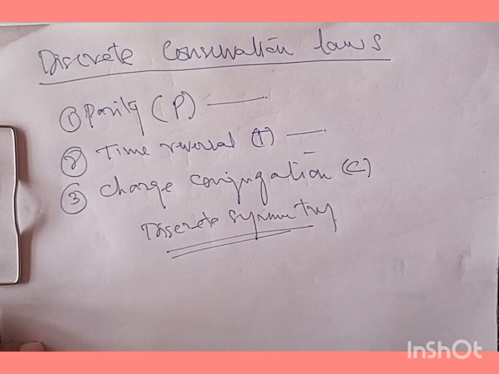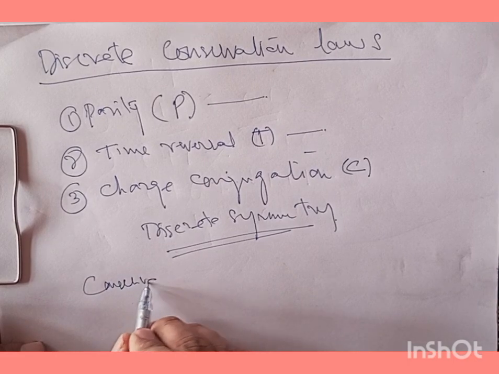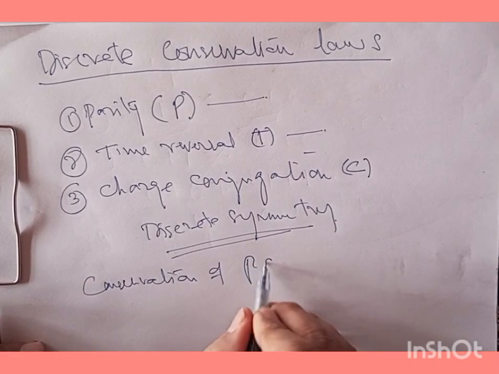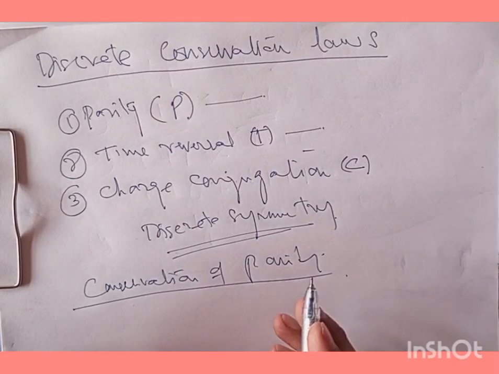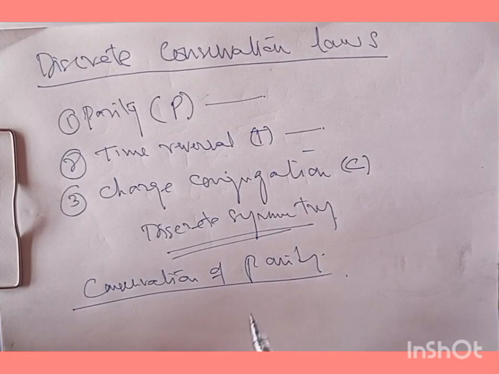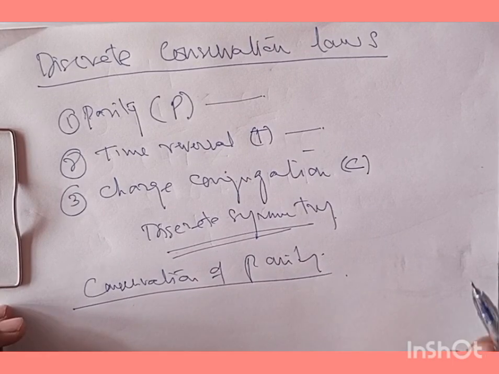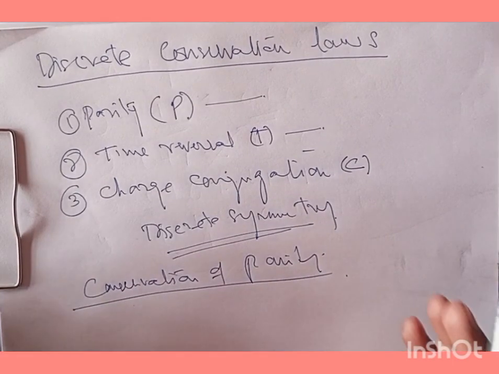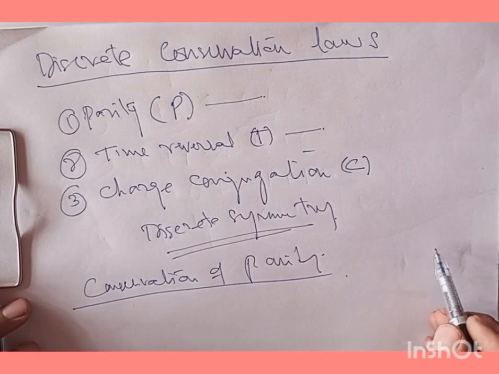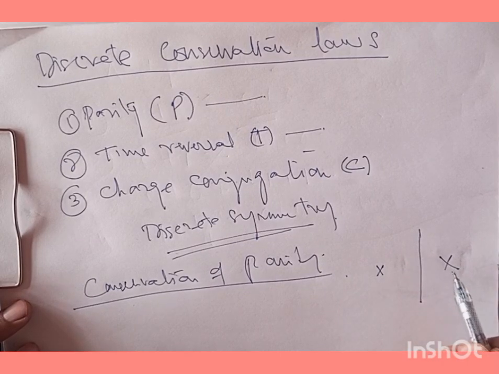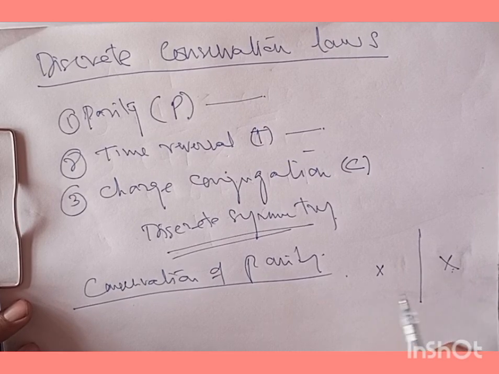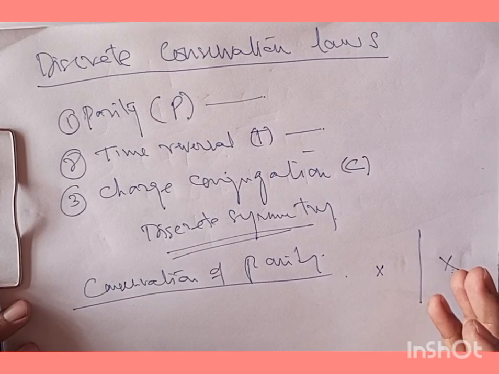Now let's talk about the conservation of parity. According to the conservation of parity, what's important here is that if we have a phenomenon that occurs in nature, then the mirror image of this phenomenon should also equally occur in nature. This is what we call conservation of parity.